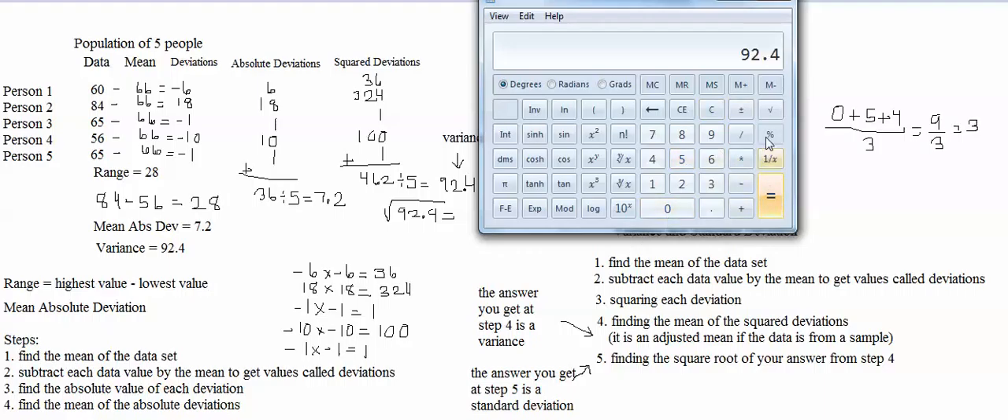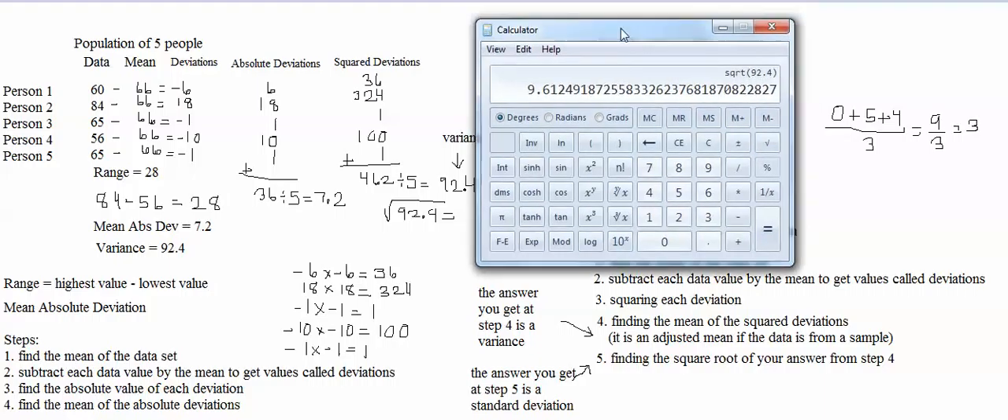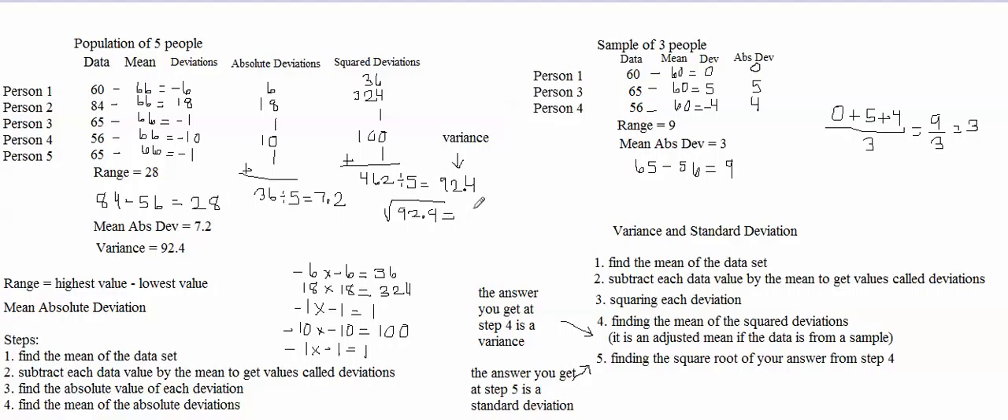To get the square root, we can just press the square root key right here. And it comes out to about 9.61. So this is the standard deviation. I can just write STDEV. And remember that this right here was the mean absolute deviation. I'll just write it like this.